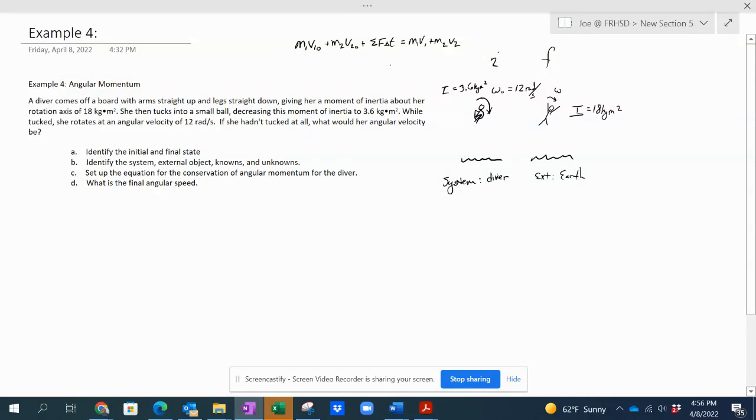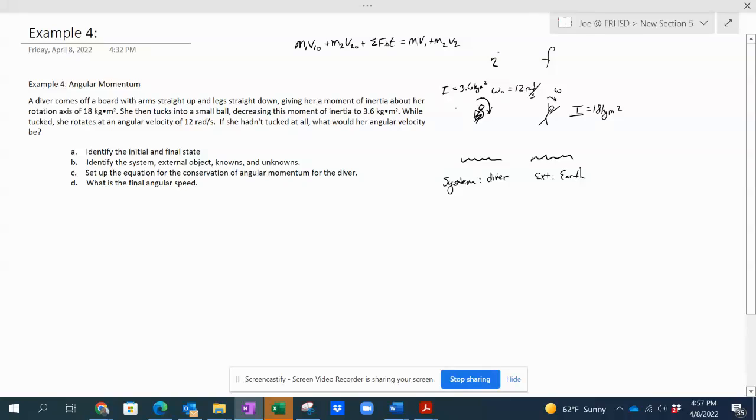Okay, example number 4, another angular momentum example. We have a diver jumping off a diving board, tucking, and they're able to spin easier because their mass is closer to their axis of rotation as they spin into the water.